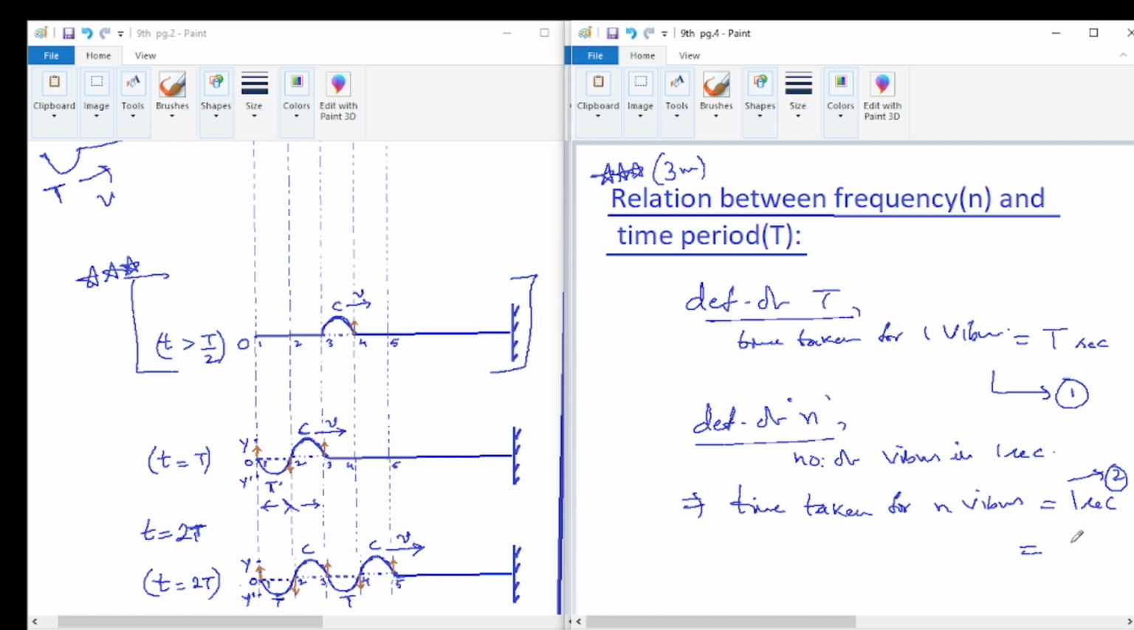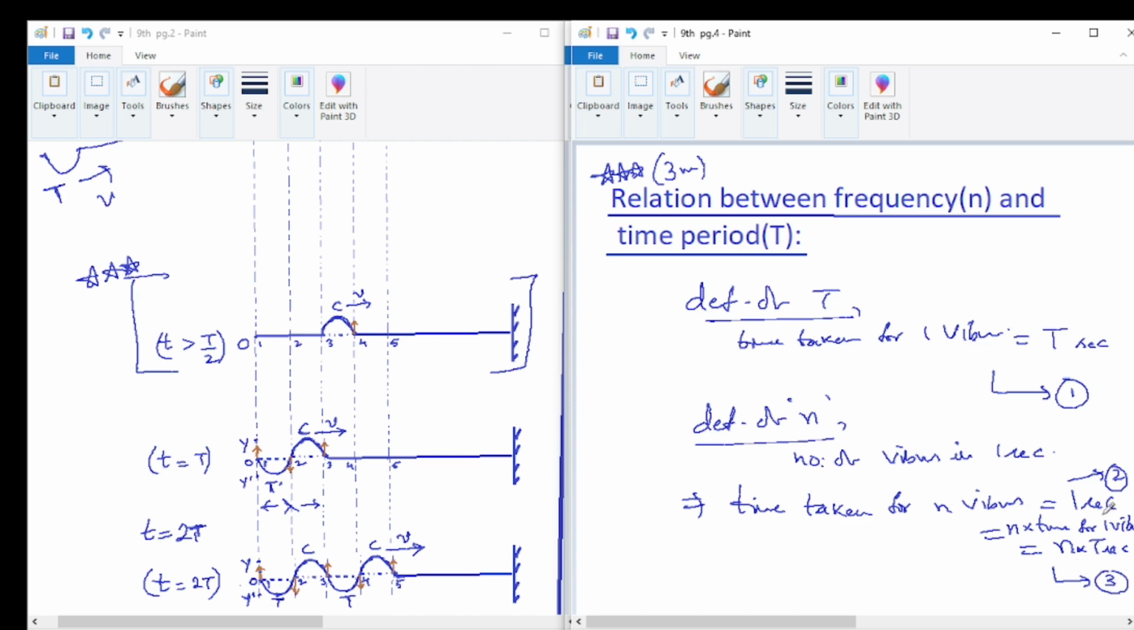Time taken for n vibrations can be written as what? n times t seconds. So directly from equation 1 we can get: time taken for n vibrations can also be written as what? n times t seconds. What is the reason for this? Time taken for n vibrations is n times time for one vibration. What is the time for one vibration? t seconds. So it is n times t seconds. So call this equation 3.